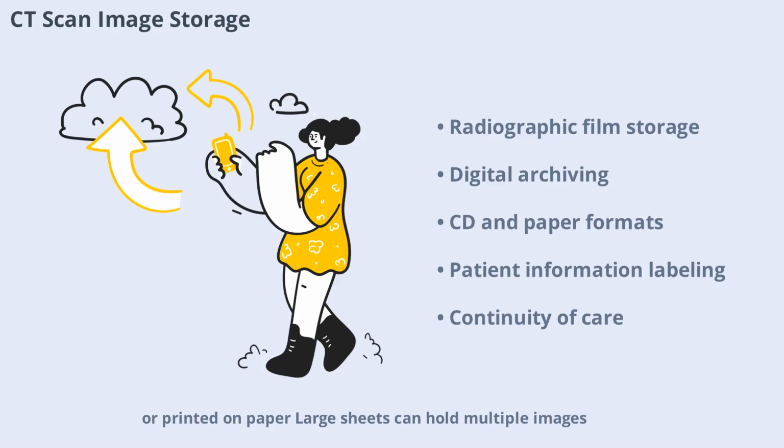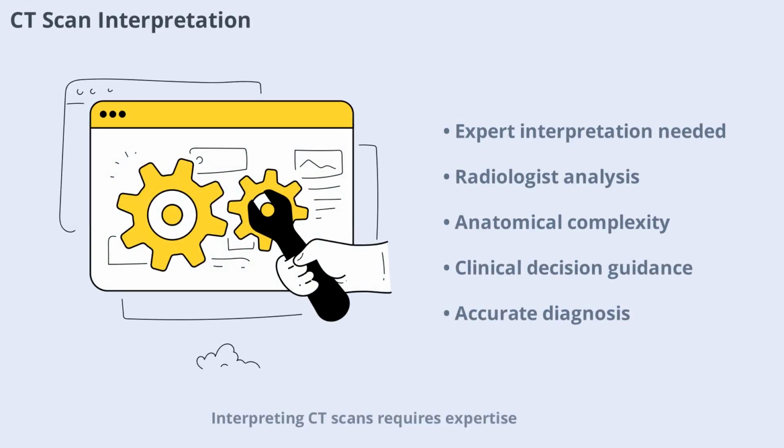Large sheets can hold multiple images, and digital storage allows for easy retrieval and sharing. Proper labeling with patient information is crucial for maintaining accurate records and ensuring continuity of care. Interpreting CT scans requires expertise, as the images may not directly resemble physical examination findings.